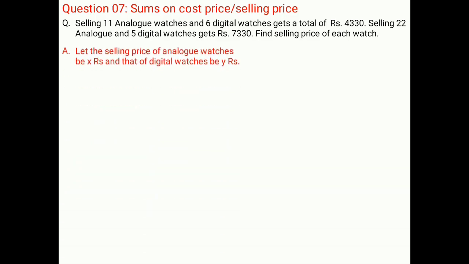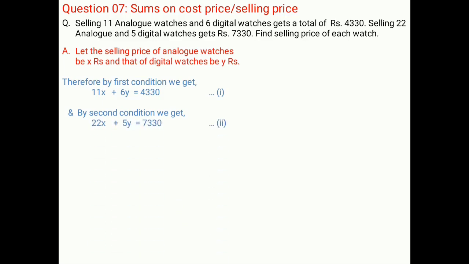Now let's take the selling price of analog watch be x rupees and that of digital watches be y rupees. Therefore, from first condition we get 11x plus 6y is equal to 4330. This is my equation number 1. By second condition we get 22x plus 5y is equal to 7330, which is my equation number 2.